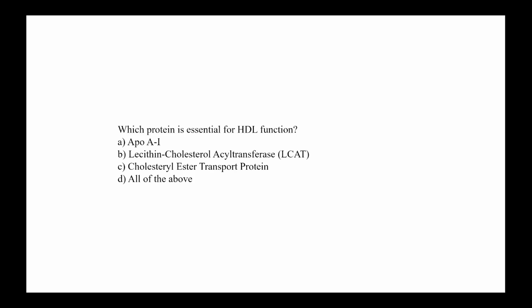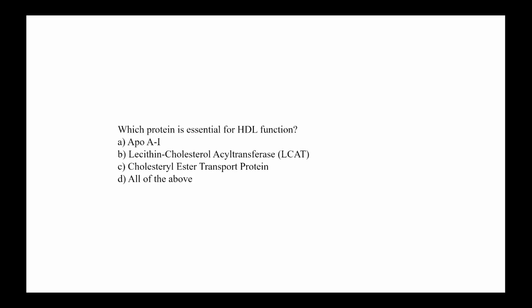Which protein is essential for HDL function? Option A, ApoA1. Option B, lecithin cholesterol acyl transferase. Option C, cholesterol ester transport protein. Option D, all of the above.